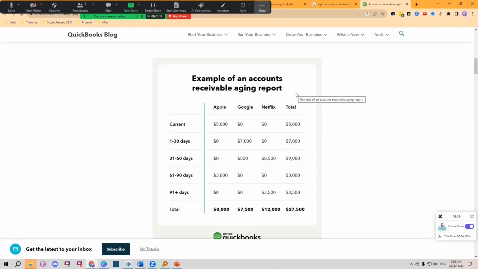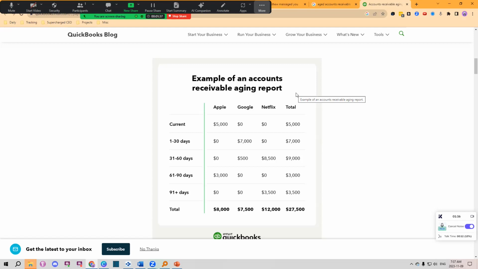Hi, everyone. Welcome back to the Cash Flow Club. In today's episode, we're going to talk about the Accounts Receivable Aging Report. Now, first of all, let's define what an account receivable is. Then I'll tell you what the report is. And finally, we'll talk about what we can do with this report.